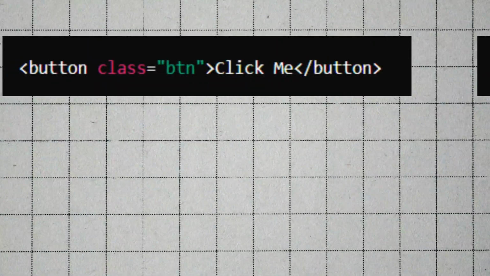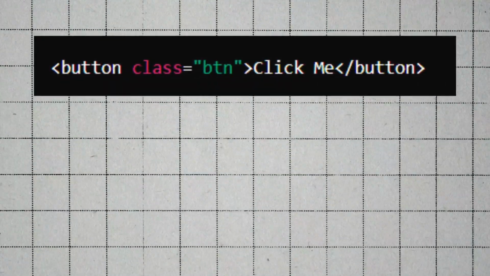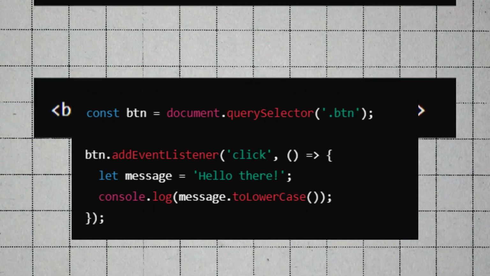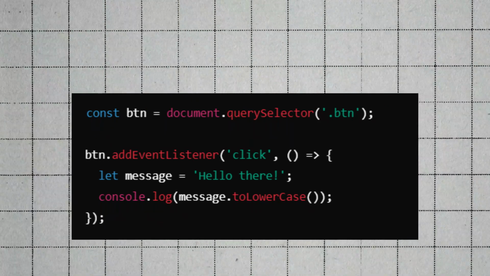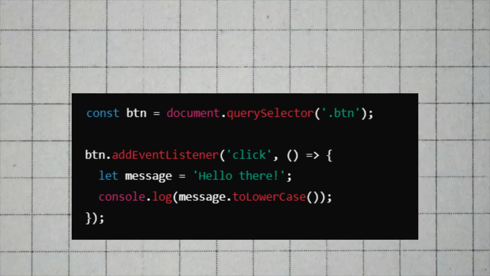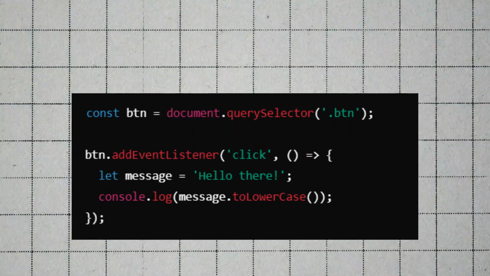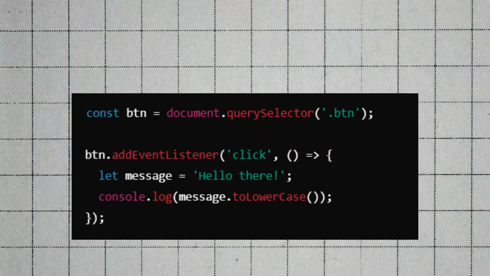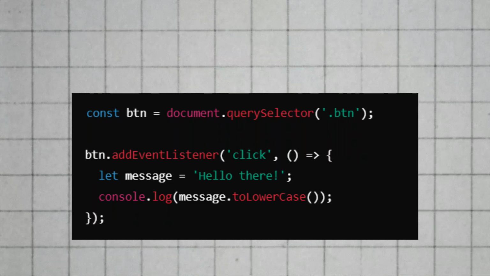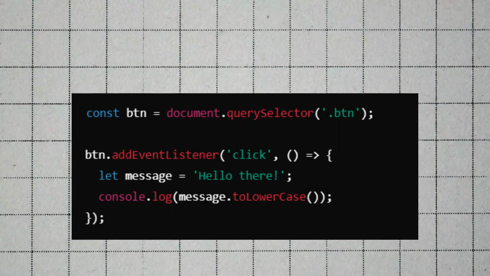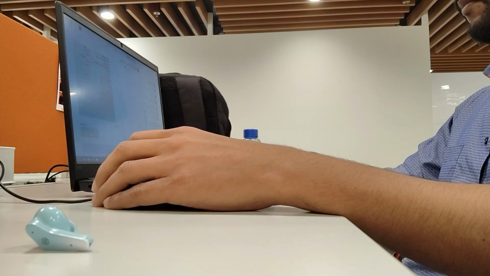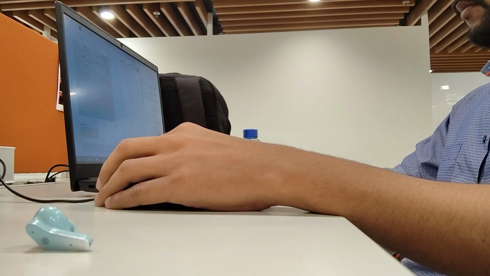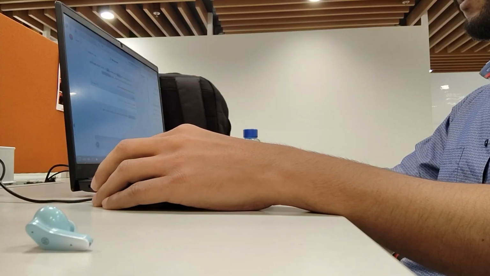Imagine you have got a button on your web page and you want to log a custom message every time someone clicks it. Here's how you would do it. See the code example on your screen. Here is what's happening. The addEventListener takes a callback function as its second argument. This callback gets executed only when the button is clicked, and in this case we are logging the message in lowercase. Pretty straightforward, right? So mastering callbacks is not just a JavaScript skill, it is something you will use all the time in React too.